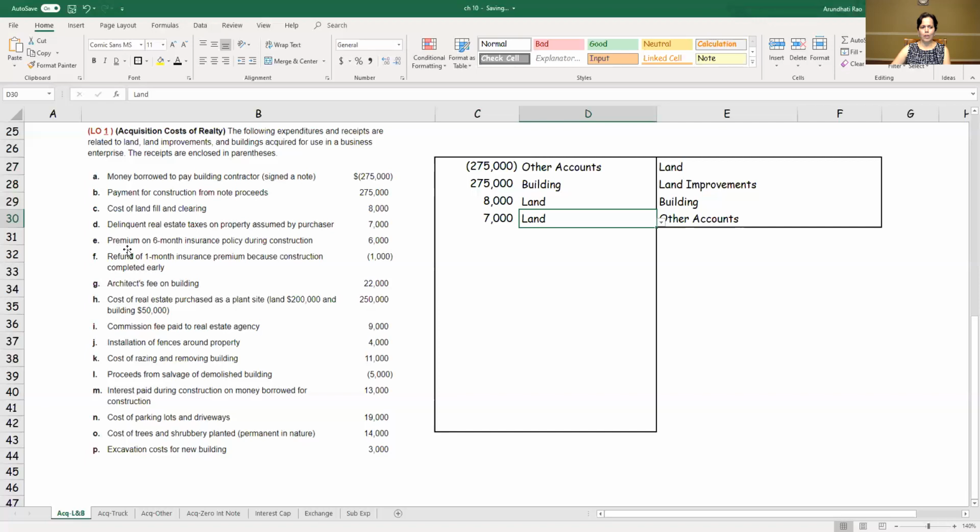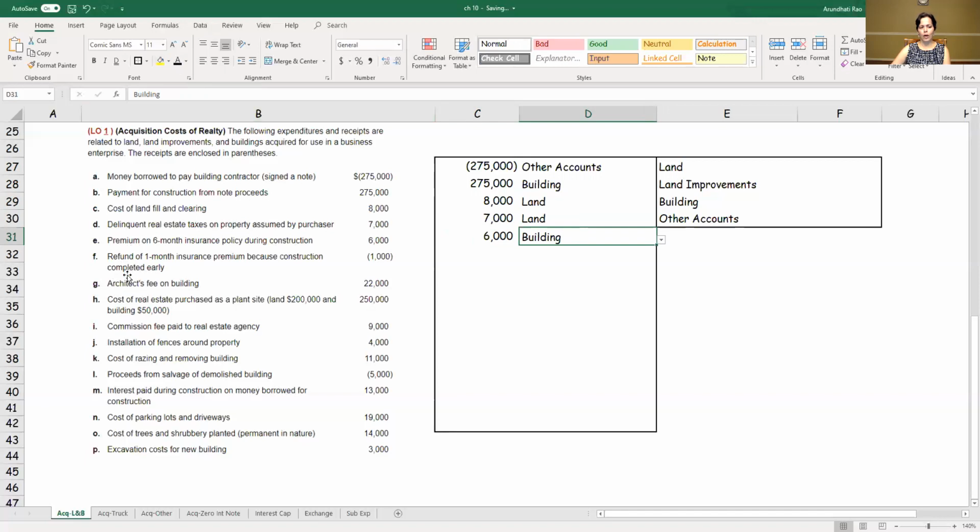Then I paid a premium on 6-month insurance policy during construction. Now, during construction, it means the work has started on the building. Any cost incurred towards construction, getting that land, getting the building ready, is going to be a building cost. It's going to get added to the cost of building.